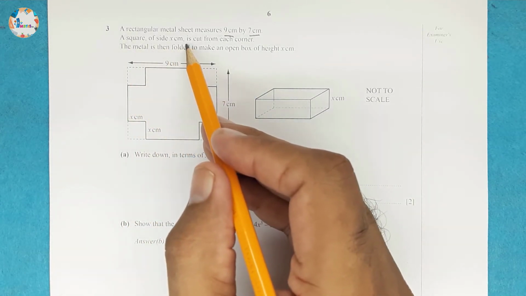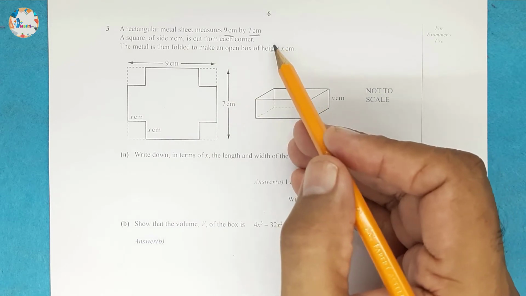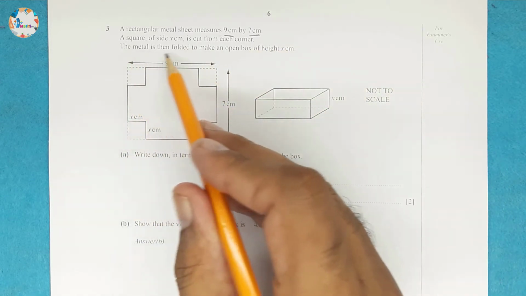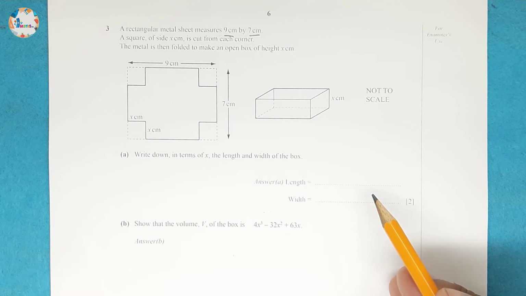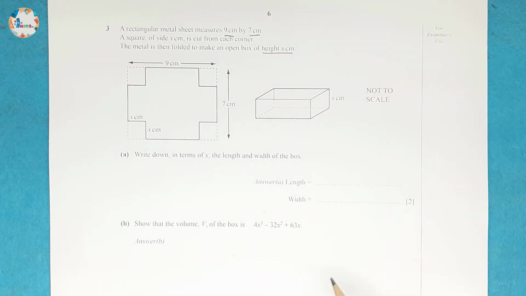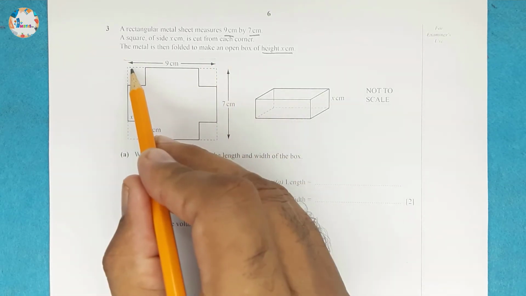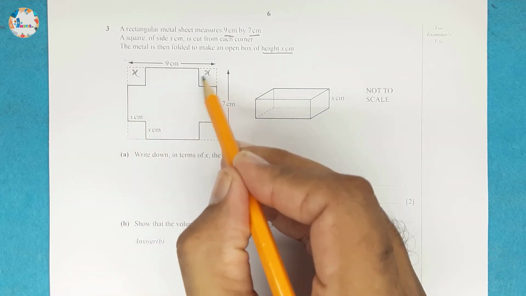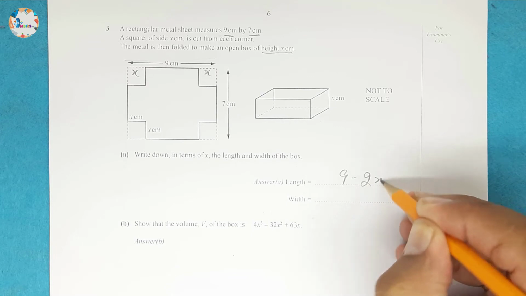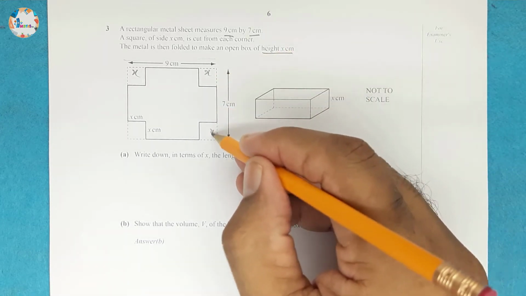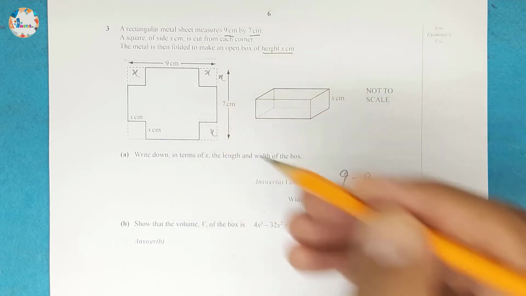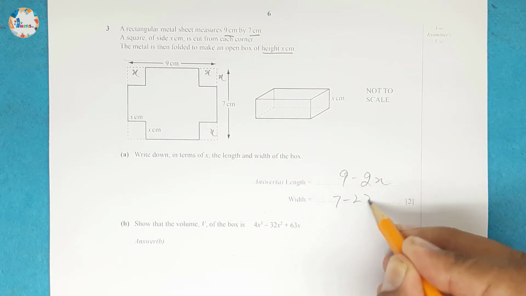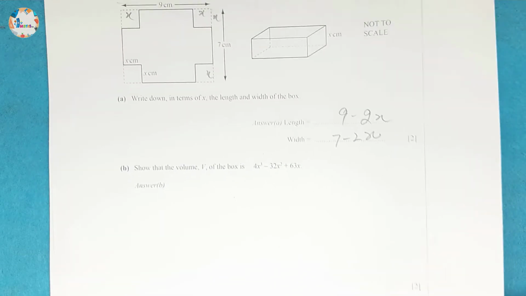A square of side x centimeters is cut from each corner. The metal is then folded to make an open box of height x centimeters. So write down in terms of x the length and width of the box. So 9 is basically this length. So this is x, this is also x. So 9 minus 2x will be the length, and the width will be 7 minus x and x, so this is x and this is also x, so 7 minus 2x. This will be the length and width.